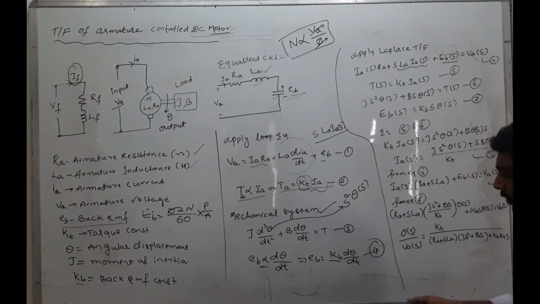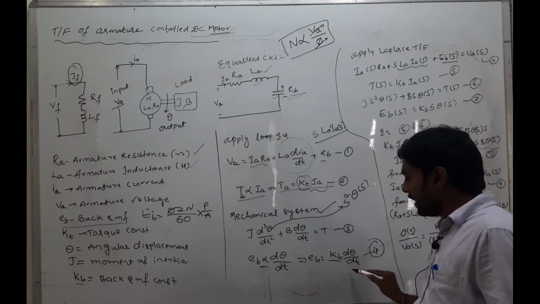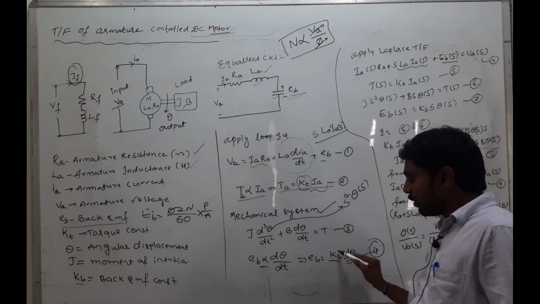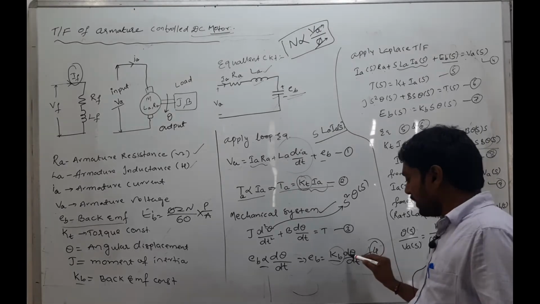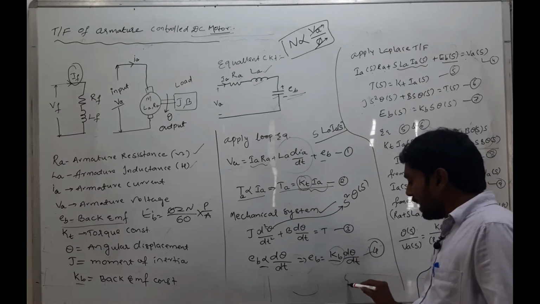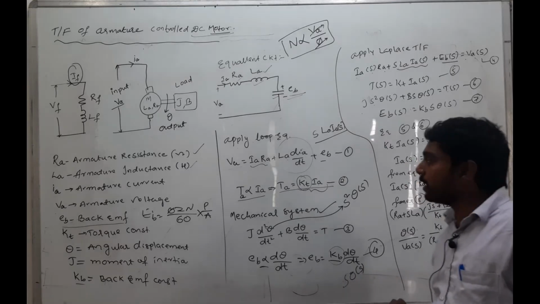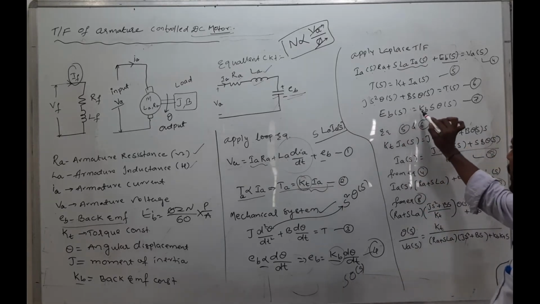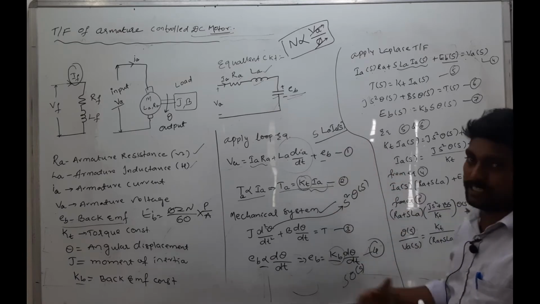Okay. Next we go for the back EMF. Here EB is equal to KB into d theta by dt, and EB of S is equal to KB into the Laplace of d theta by dt, where KB is the constant. This is a first order equation, where d theta by dt is nothing but S into theta of S. So EB is equal to KB into S into theta of S. These are the Laplace transforms of these four equations.